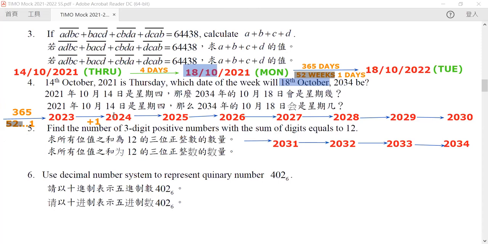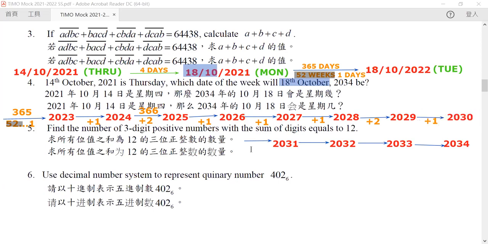But for 2024 to 2025, this is something strange because 2024 is a leap year. So it actually has 366 days, right? So we know that it will have 52 weeks plus 2 extra days because of the leap year. So we need to take them into account. After this, 2025, 2026, 2027 are all normal years, so you just add 1. But for 2028, again a leap year, so we add 2.